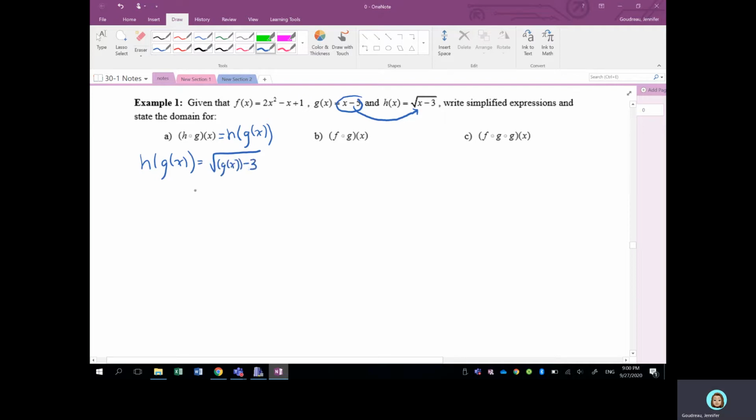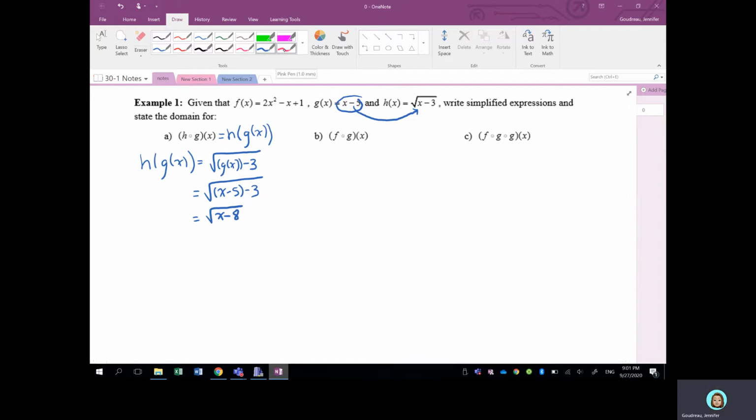But because g at x is x minus 5, let's replace the g at x with x minus 5. So we are literally taking that function of g at x and replacing the x in h at x. Removing the brackets and simplifying on the inside there, we get root of x minus 8, and there is our composite function.